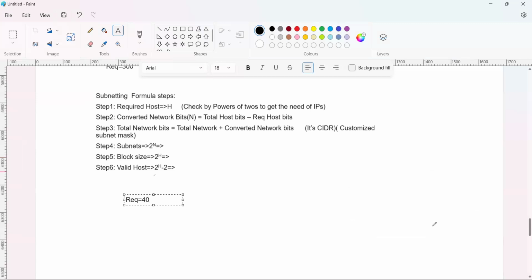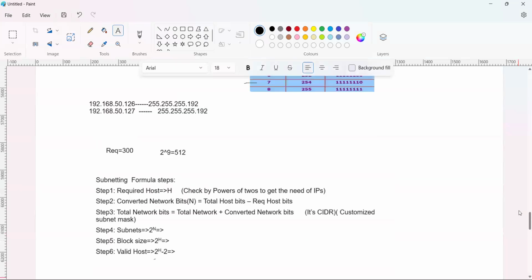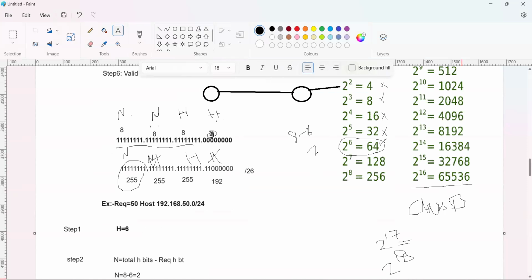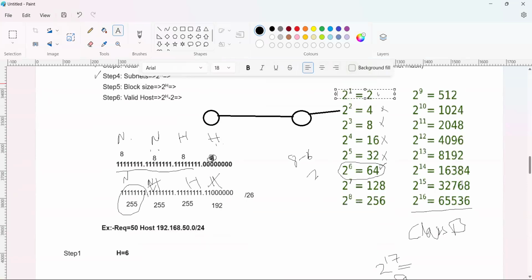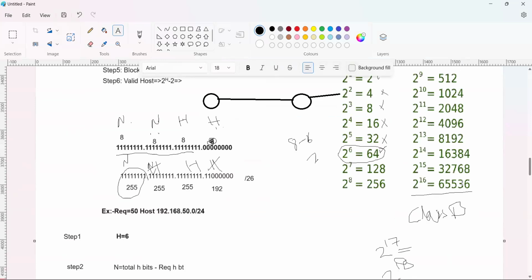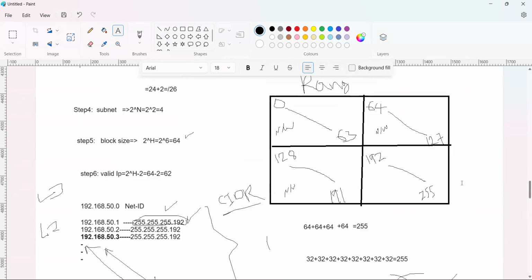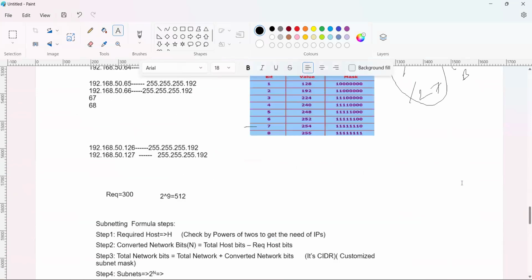So if I want to take a requirement as 40, where will it be matched? First of all, we have to take a value. In this case, the 40 will match here with 2 to the power of 6. Now our host bit is 6.